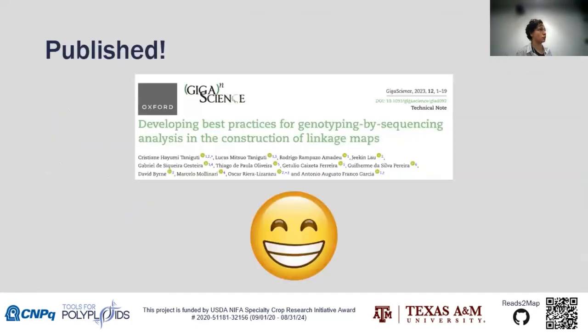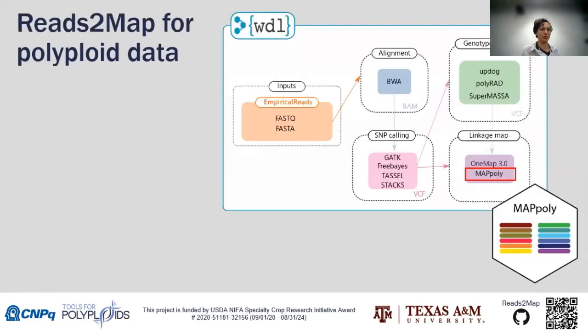So good, these are results for diploids, and we published it. If you want to know more, just go to the paper. Because this is a polyploid workshop, we want to talk about polyploids. And because I already have all the structure, the only thing that I needed to do was change the software at the end. So I recently included MAPpoly instead of OneMap.